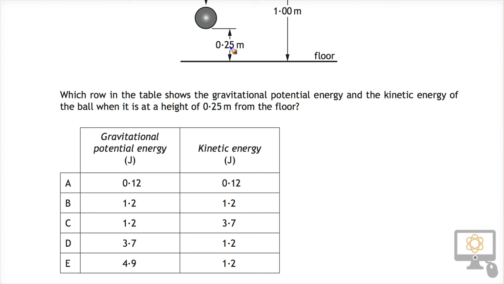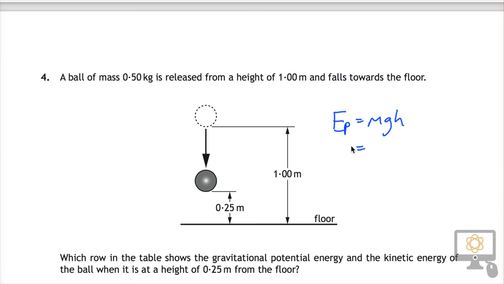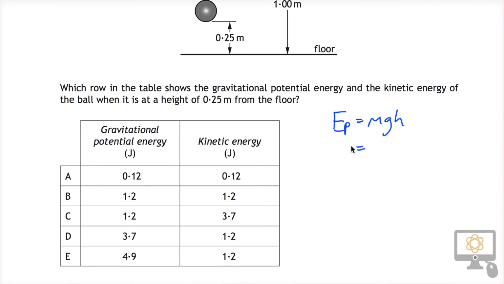So first of all, the potential energy at 0.25 meters. That's relatively straightforward to do. Potential energy is equal to mass times gravitational field strength times height. The mass is 0.5, the gravitational field strength is 9.8 and the height is 0.25 meters. So that's the gravitational potential energy at 0.25 meters.